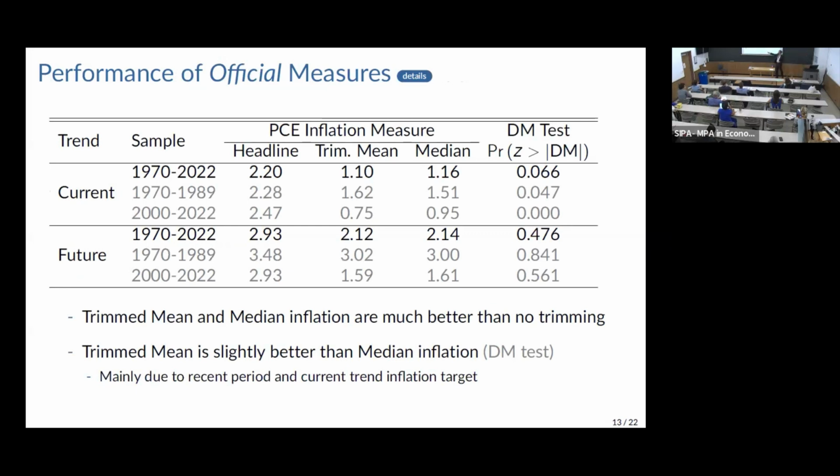And the first one, in black and solid, versus the gray one, is the longest period. And I'm showing you root mean squared errors. And then you have headline, trimmed mean, and median for the two official measures. And you can pretty clearly see a division between headline and the two measures here. So trimmed mean and median are both much better than doing no trimming. So I think that's a pretty clear lesson that we all know. That's why we like to use these measures. But you also see the trimmed mean is slightly better than the median, which we get from this Diebold-Mariano test. And that's mainly due to the more recent period here, where the trimmed mean is doing better than the median. And it's also mostly looking at the current trend.